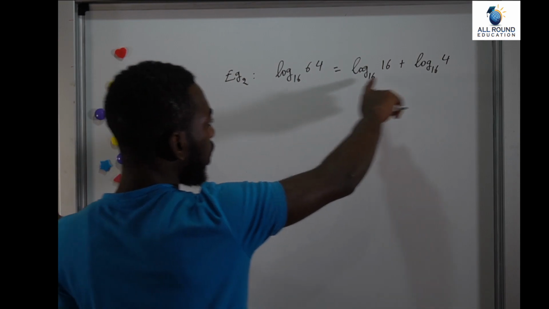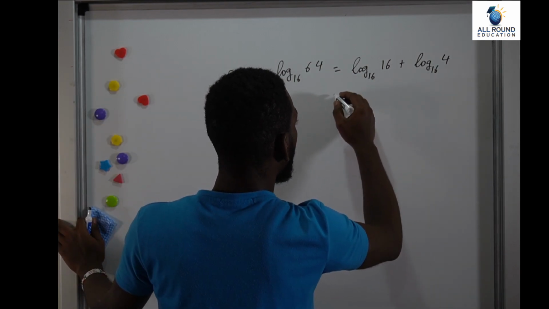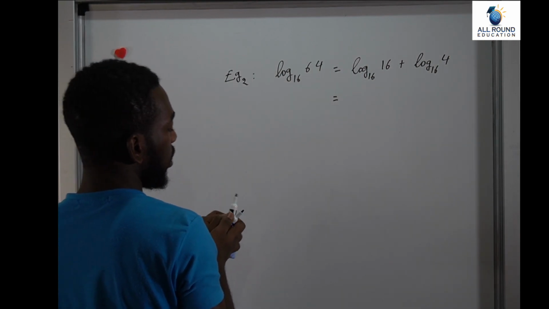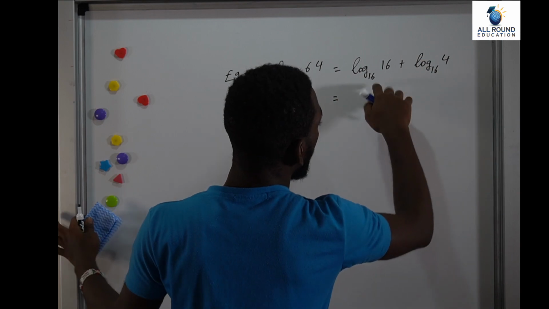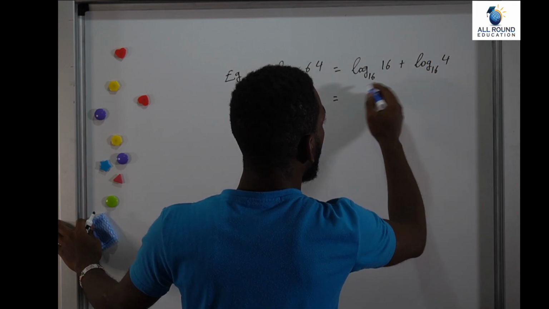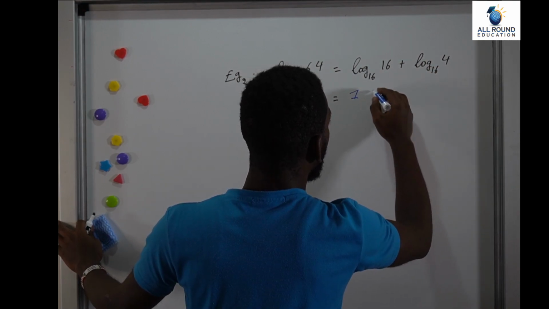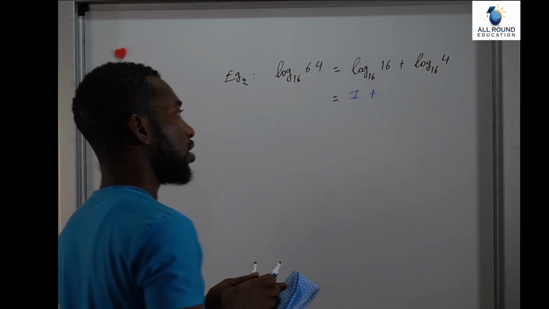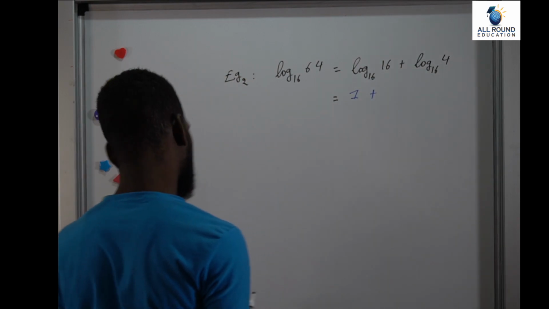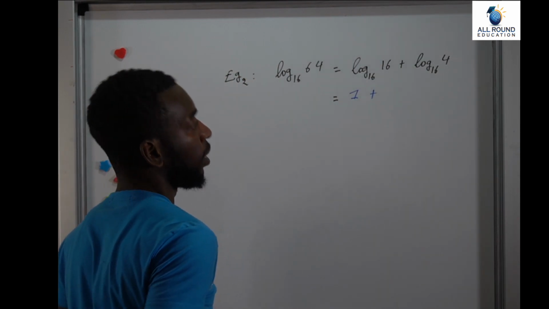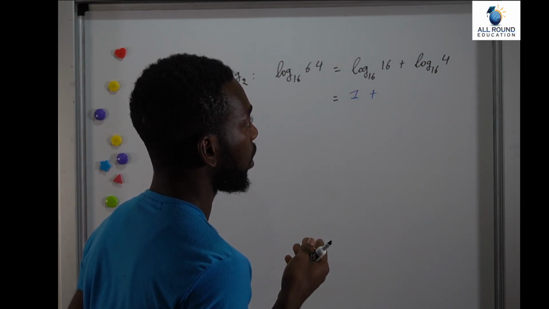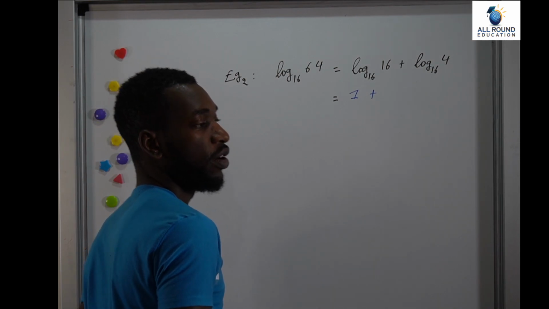I'm just expanding that. And what this allows me to do is have log of 16 base 16, which is just 1. What number can we raise 16 to the power of to get 16? Just 1. So here I'll have 1 plus. Now on that side, this is very important. That's 4. How can we write 16 to the power of something to get 4?